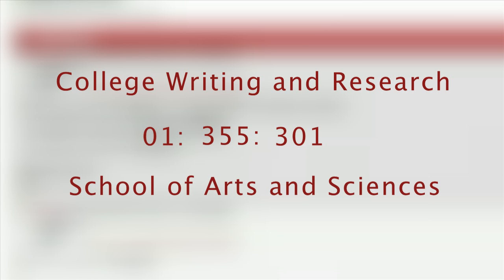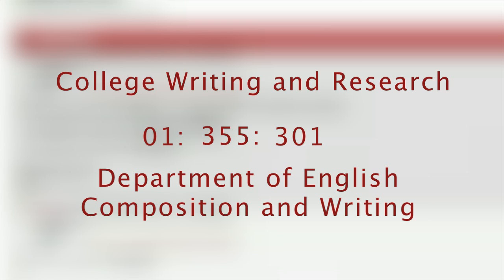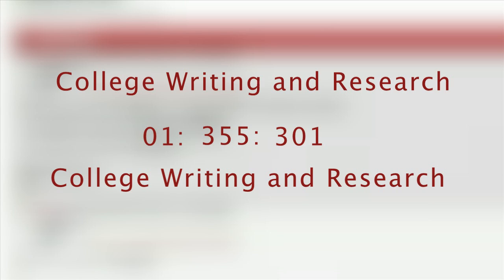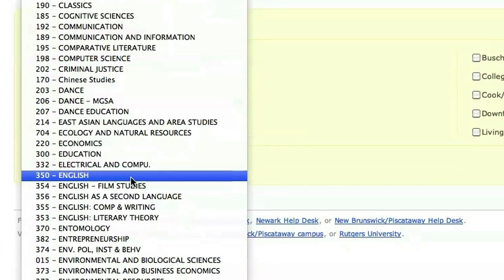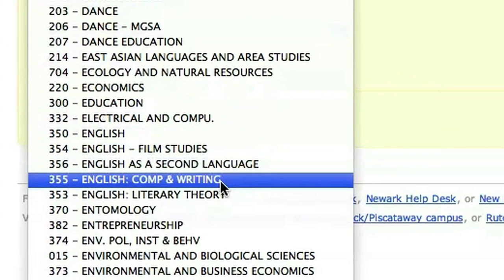The course code is 01355-301. The 01 represents the School of Arts and Sciences. The 355 represents the Department of English, Composition and Writing, and the 301 represents the class, College Writing and Research. So, to search for this class, you would click on the drop-down menu to select a department and scroll down to department number 355, English Composition and Writing.